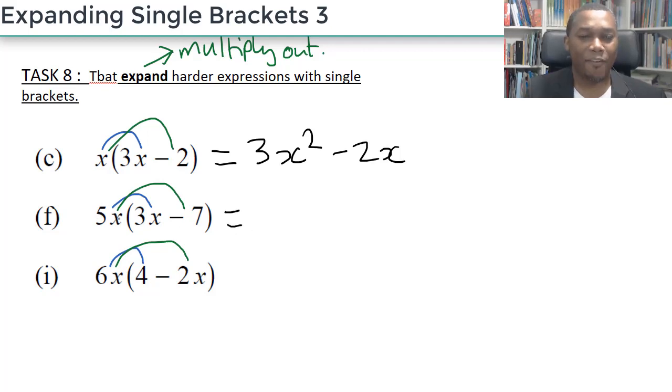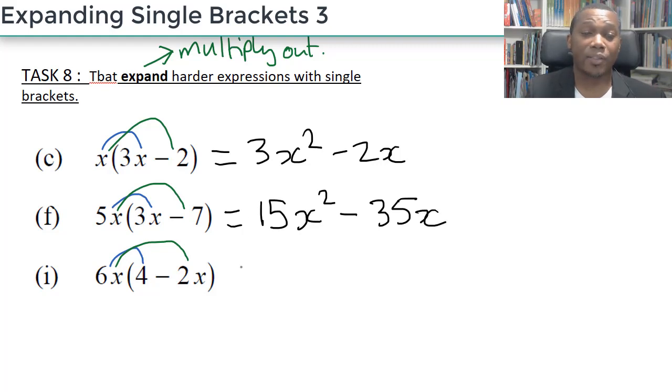Continuing, we have 5x multiplied by 3x. Deal with the numbers first. 5 3s are? That's right, 5 3s are 15. And then x times x is x squared. Then finally, 7 5s are 35. It's a minus sign. Minus 7 times 5, minus 35, and we have the x: minus 35x.